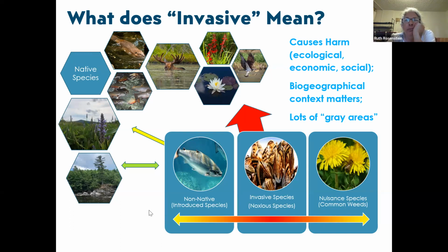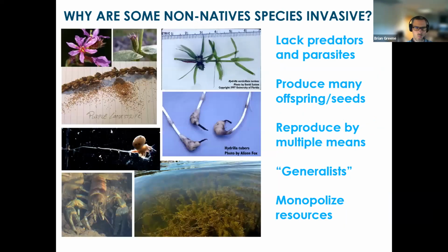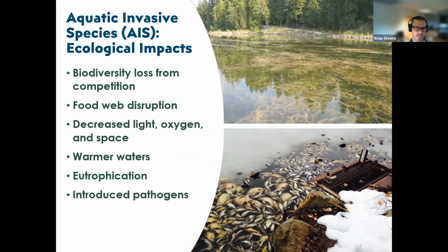So we have this gradient from non-native to nuisance to an invasive species. And what makes some non-native species invasive? Well, sometimes when they move over, they lack their native predators or parasites to help keep them in control. Many of them produce lots of seeds or offspring, so they're very productive. They can also reproduce by multiple means, like flowering, fragments, or runners. Many of them are good generalists and they can really strongly compete and monopolize resources. So they are really strong competitors when they come into our native environments. And aquatic invasive species can have lots of ecological impacts.